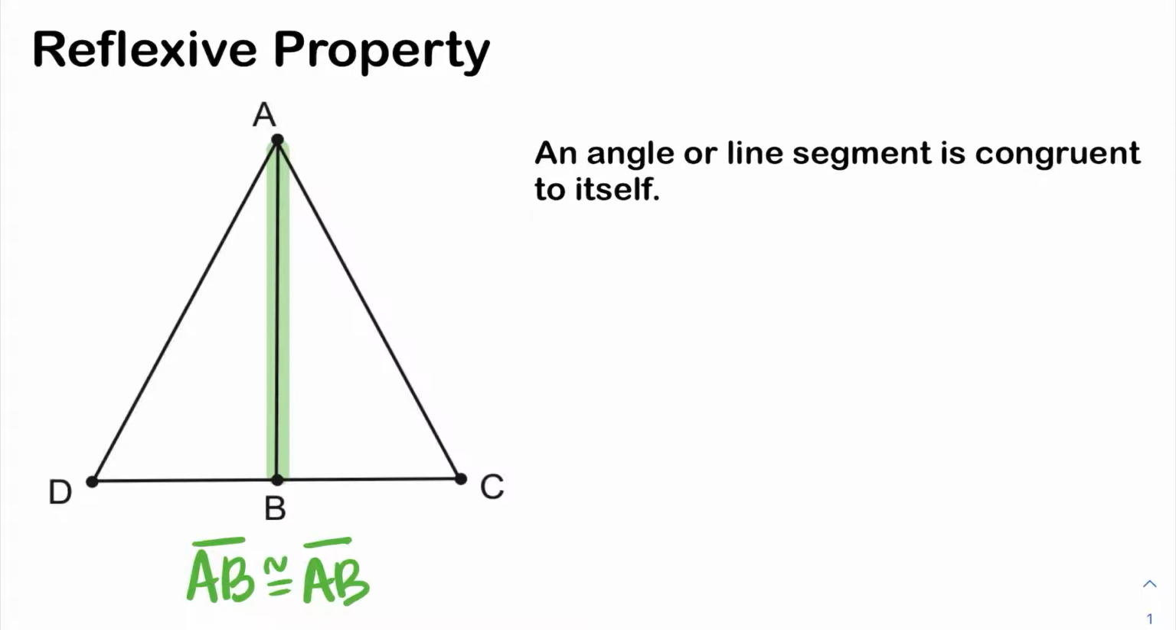Both of these two triangles share a side, side AB. So in the left-hand triangle, side AB is congruent to side AB in the right side triangle. So we can say that line segment AB is congruent to line segment AB.